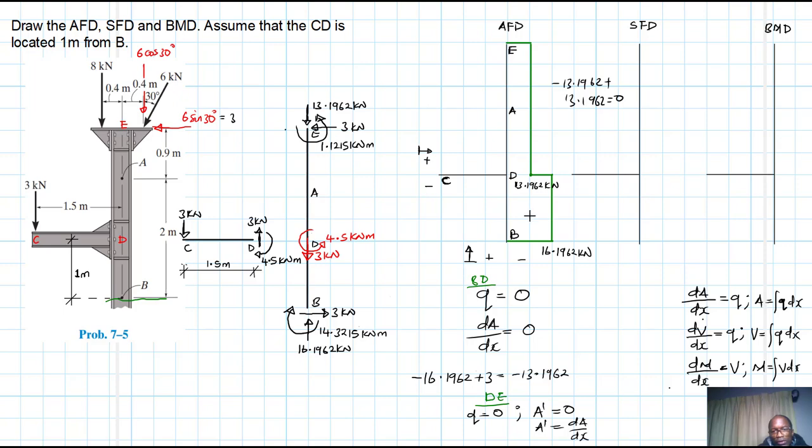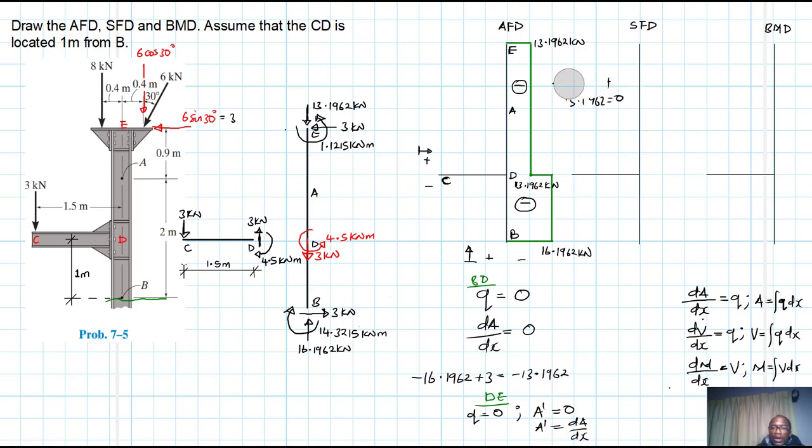So the whole lot of this is negative. Our beam is undergoing compression from B to D. Only that the compression is higher from B to E. The compression is higher from B to D, and then it reduces later on from D to E. So this is how it is distributed. This value here is 16. Great. This one is a 13, which is the same here. This is a 13.1962 kilonewtons. Great. This is all negative. All right.